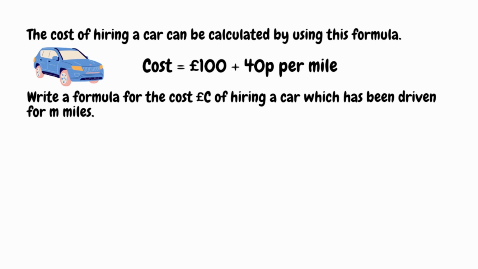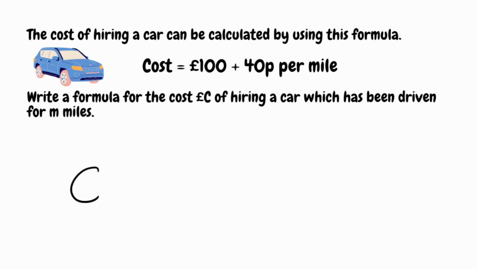So we haven't been given a value here, we've been given the variable M, the amount of miles that have been driven. So to begin with, we need to find the subject of our formula. Well, here it's going to be this variable C, because this C is going to be the total cost of hiring a car which has been driven for M miles. So it says in the question C pounds. So that's the units we need to be using throughout this question.